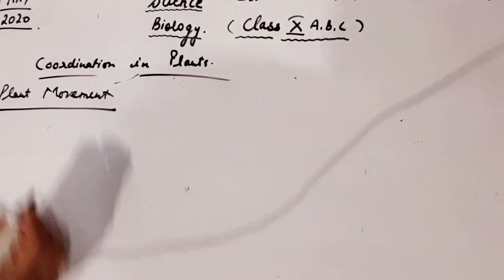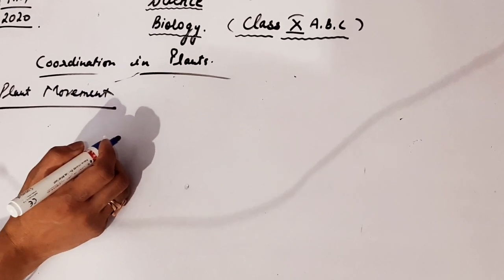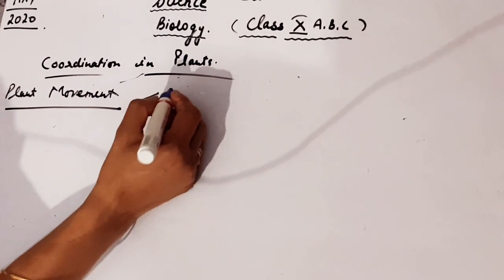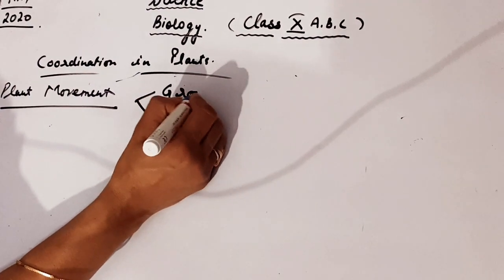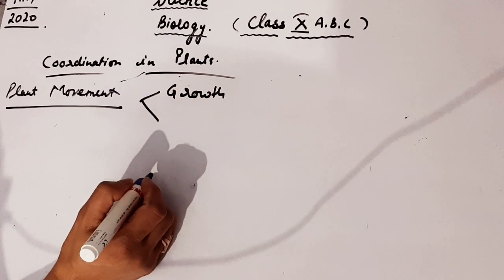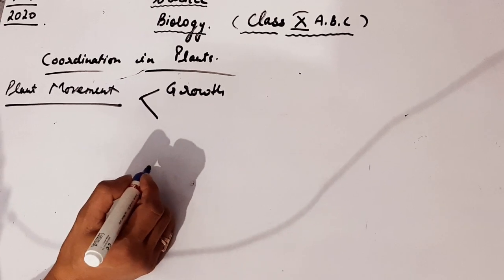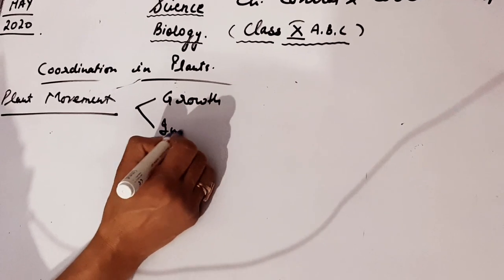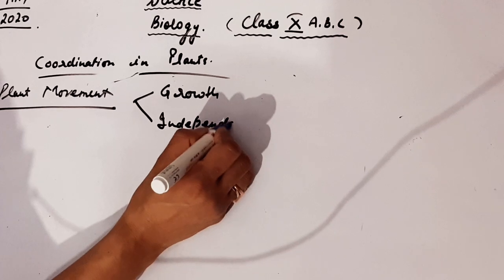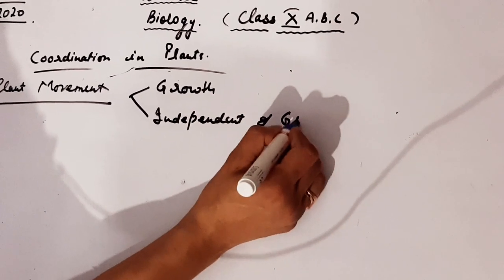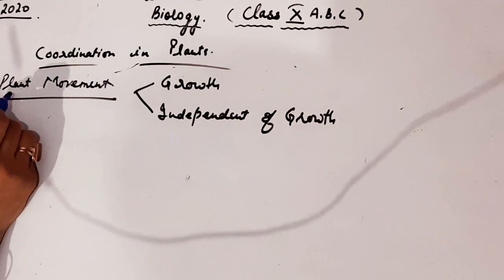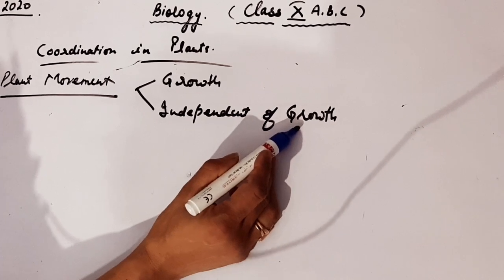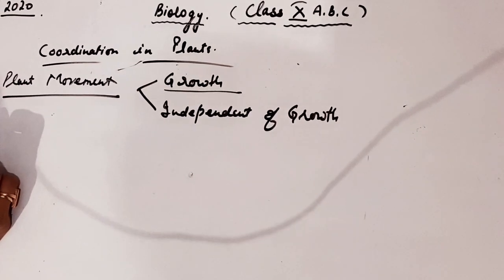You must be wondering how plant movement takes place. Plant movement takes place in two ways. First, growth. Growth can lead to plant movement. Second, independent of growth. That means sometimes we observe a movement in the plant body without the involvement of growth. So let us first discuss growth.